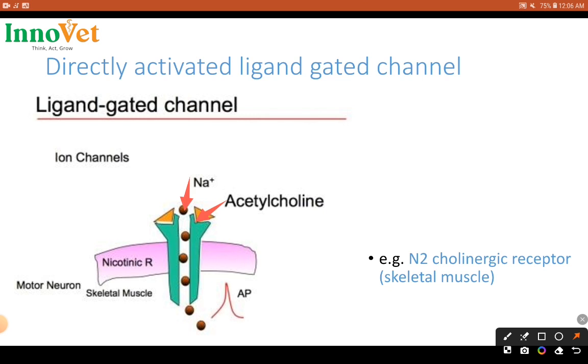You can see the ion channels opening, and this will lead to the influx of sodium ions into the cell. So the influx of sodium ions into the cell will lead to depolarization, hence generation of an action potential, leading to muscle contraction.